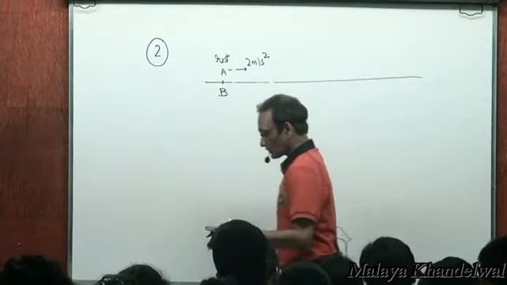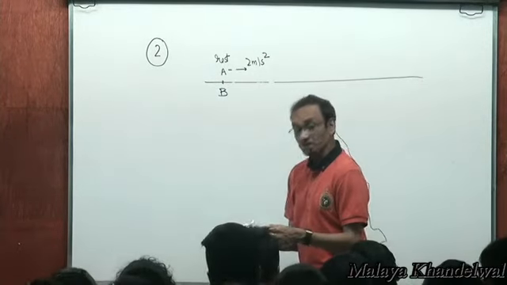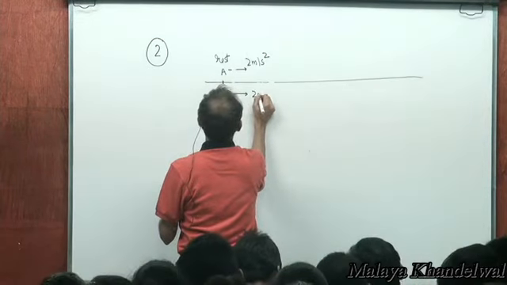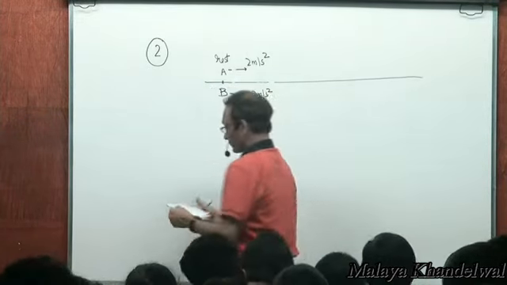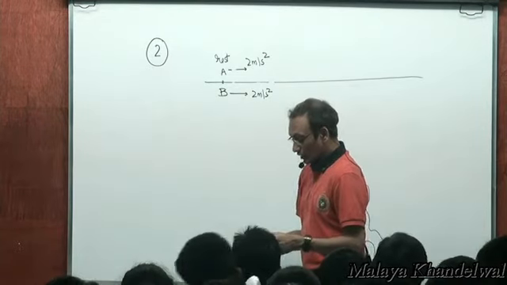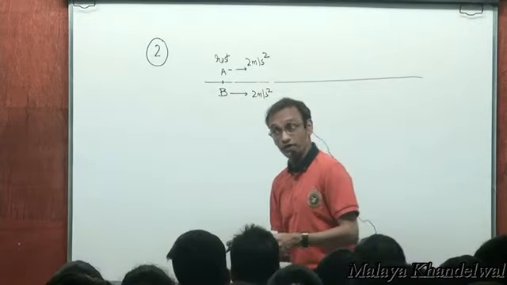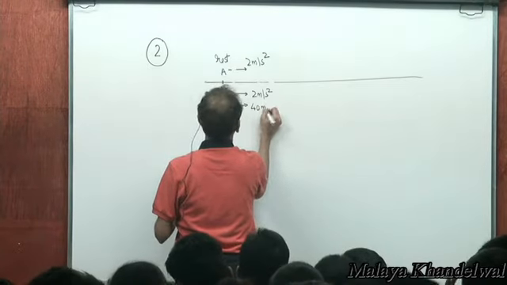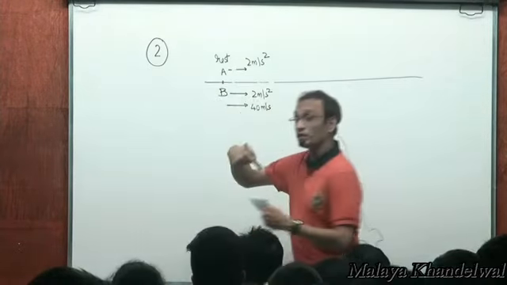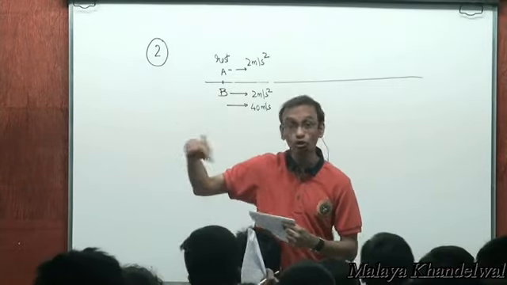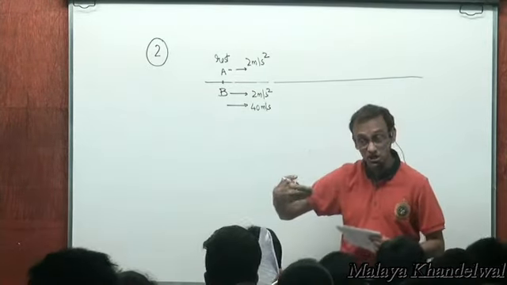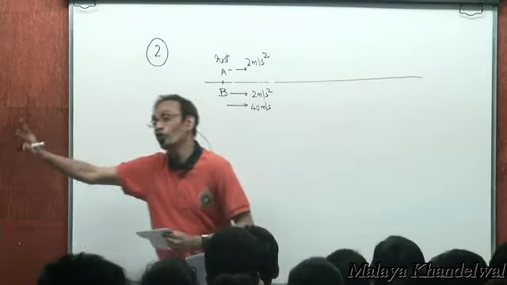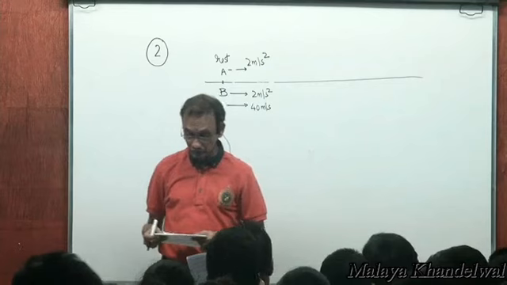Whereas B starts with the same acceleration, 2 meters per second squared, but with an initial velocity of 40 meters per second. That means B will immediately overtake A after t equal to 0, because B has a higher initial velocity, right? They have the same acceleration, so B will remain ahead of A all the time, right?